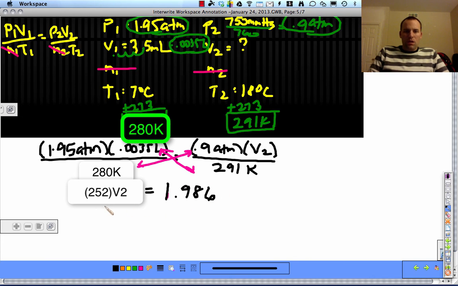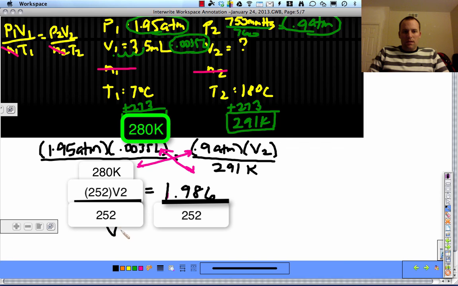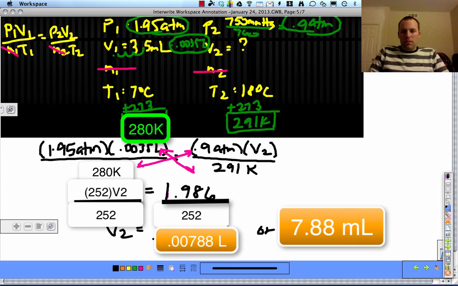1.986. And when we divide both sides by 252, that's going to give us our new volume of 0.00788 liters, or to make more sense we should put it into milliliters, so that'd be 7.88 milliliters when you move the decimal place 3 places to the right.